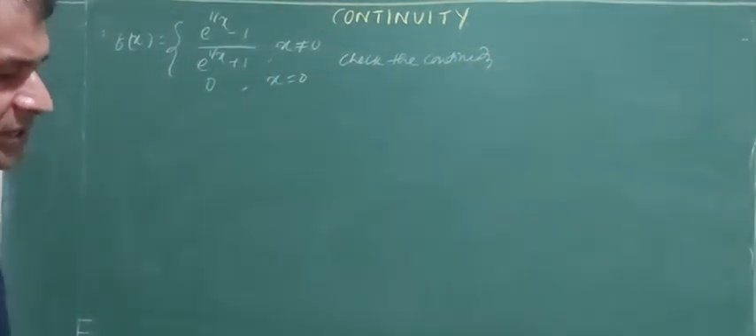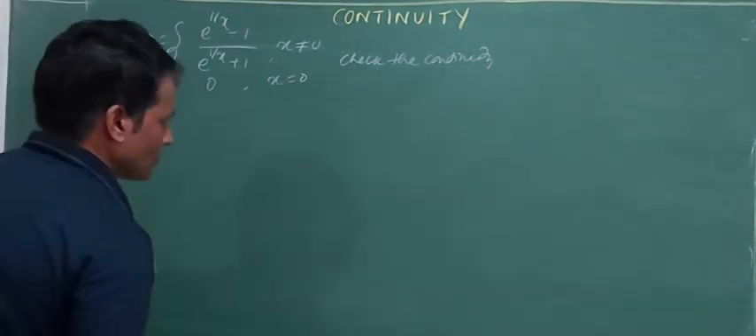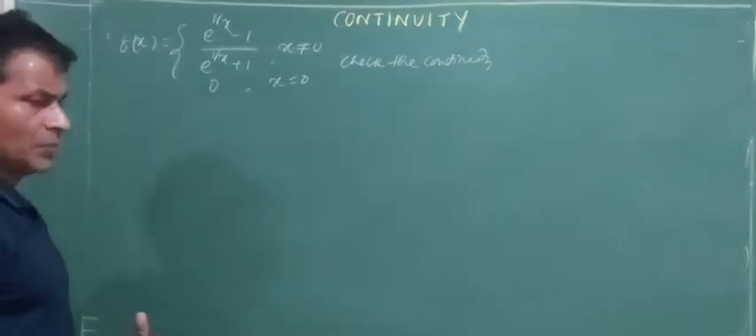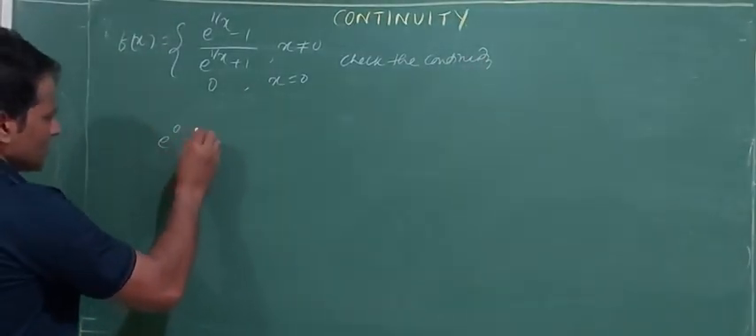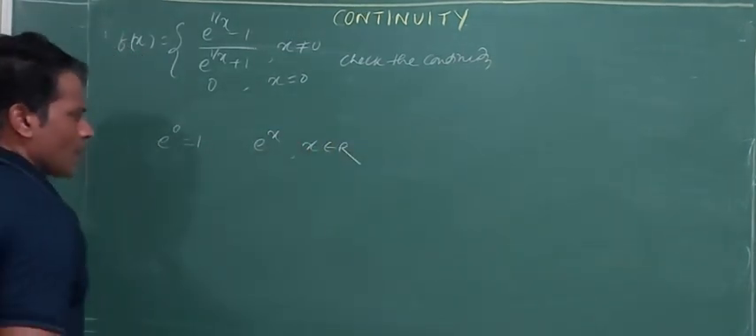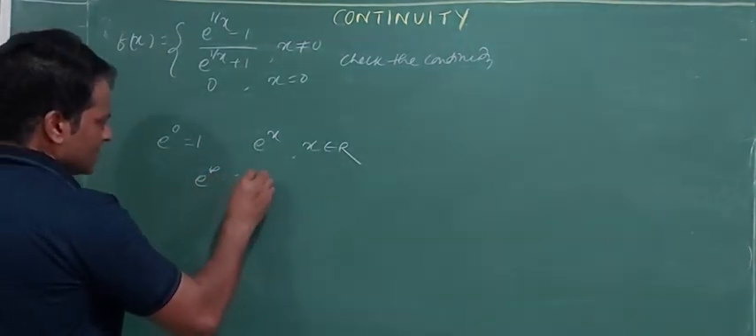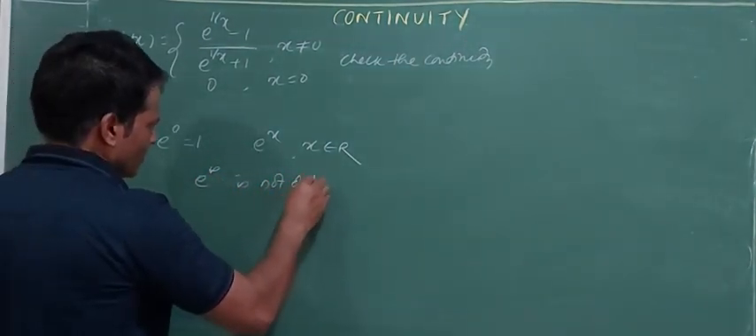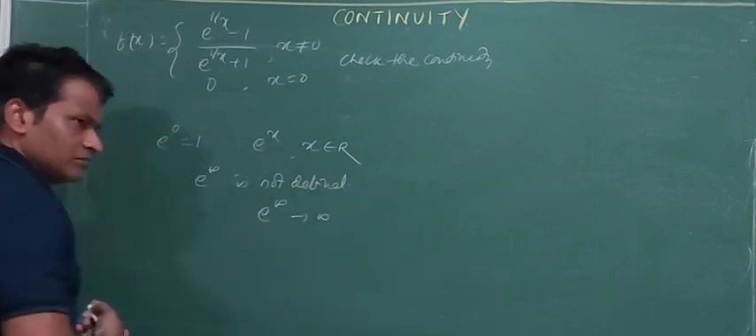Check the continuity. Alright? But about the exponential series, what do you know? e to the power 0 is equal to 1. e to the power x, x belongs to the R domain. Alright? e to the power infinity is not defined, meaning e to the power infinity tends to infinity.